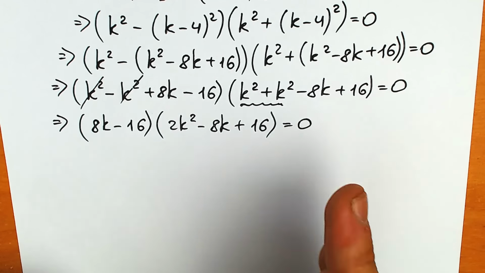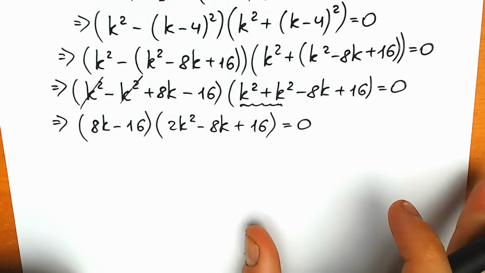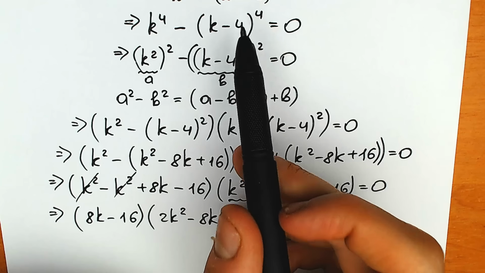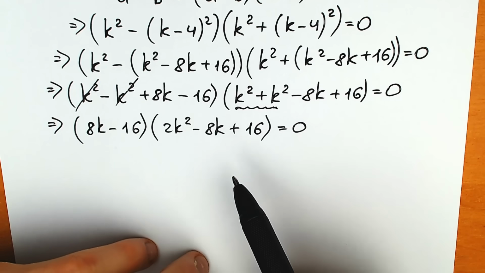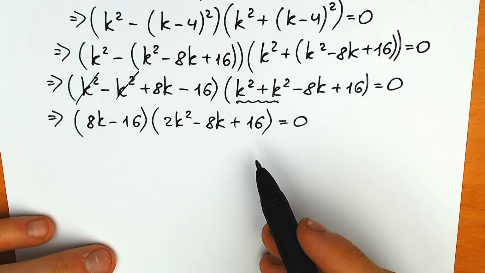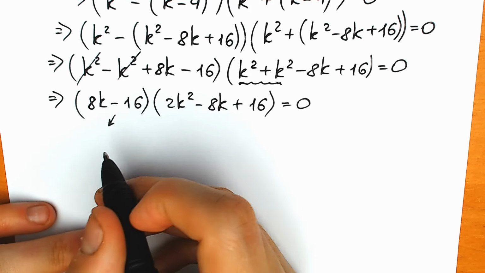Okay, right now we have a product of two parentheses. Just agree with me, this expression is really great for us because in the beginning we had a fourth power. Right now we have a linear function, we can solve it real quick, and a quadratic equation, we can also solve this real quick.